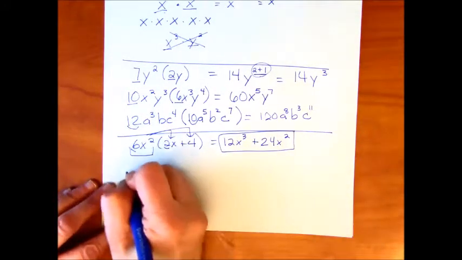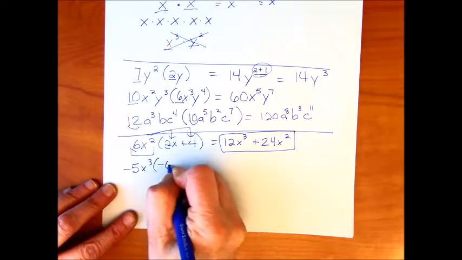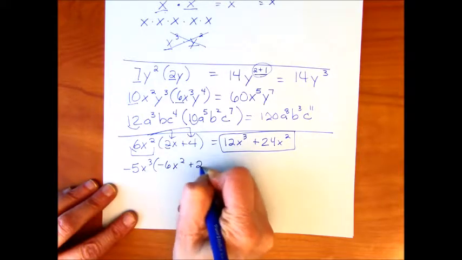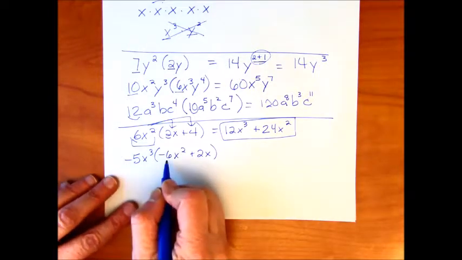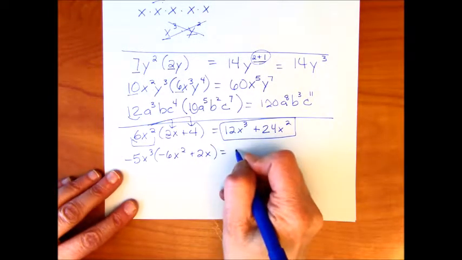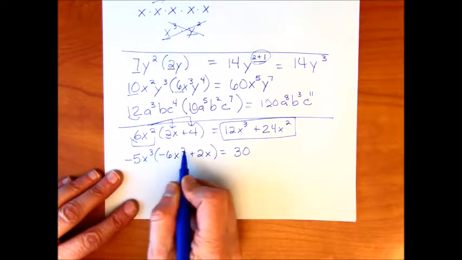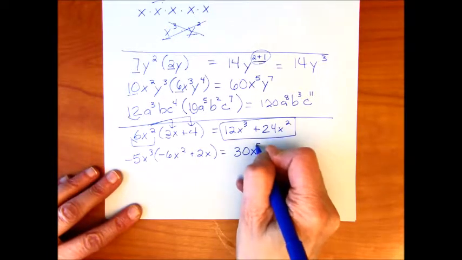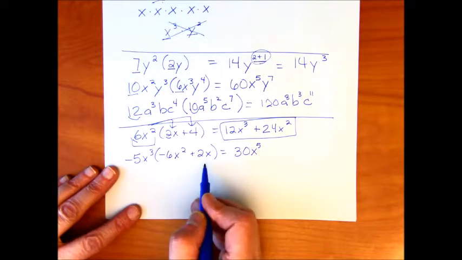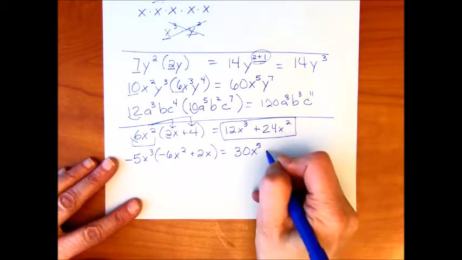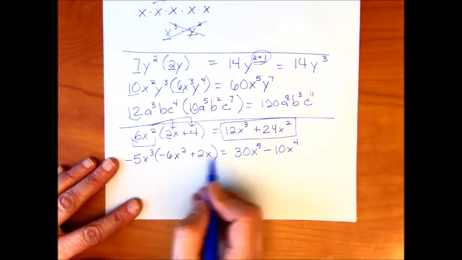Let's do another one. Let's say we have a negative 5x cubed times a negative 6x squared plus 2x. Notice we've got the negative times a negative, so we're going to have a positive 30, and then x cubed, and then the 3 plus the 2 is 5, so that'd be x to the 5th. Now we're multiplying this amount to the positive 2x. So a negative times a positive will give us a negative 10x to the 4th. 3 plus 1 is 4.